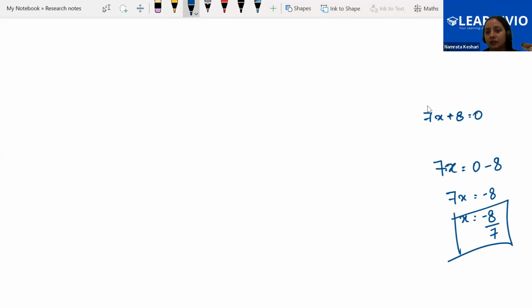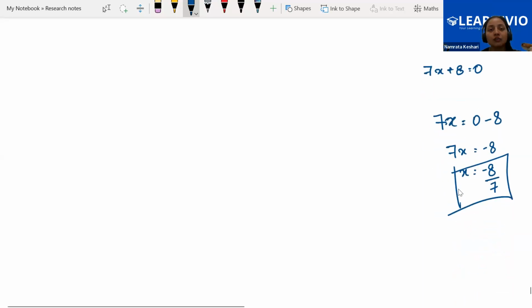Can you see, Zunad, what are we getting as a value of x? Are you getting it? How to solve the equation? Yeah, you have to put the side. Okay. Yeah. So this is how we have to solve the equation.